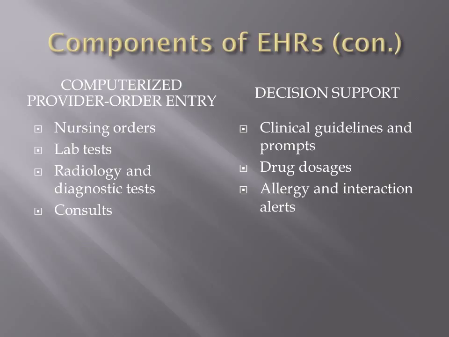Continuing on, the components of the electronic health record system is going to be where we're going to see computerized provider order entry available. This is where your physician is going to be able to go in and put in different nursing orders, different lab tests that need to be done while you're in the office or while you're waiting. Also, radiology and diagnostic tests would be located here, and any consults that may be needed along through your care.